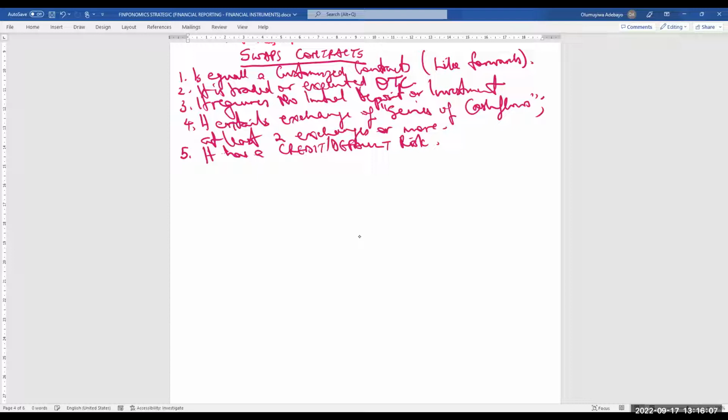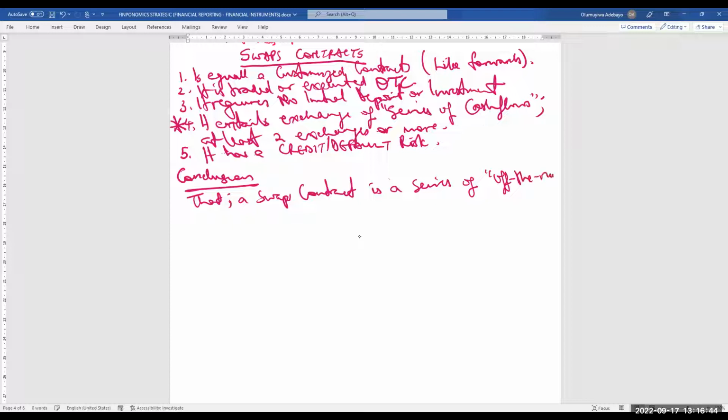Now, the only difference between swap and forward is this number 4, which speaks to the fact that it entails a series of cash flow. And that's why we can conclude that a swap contract is a series of off-the-run forward contracts, which means when you enter a forward contract on the same terms at multiple dates of settlements, we consider it a swaps contract. And we're going to see it later as we move on with explanation.